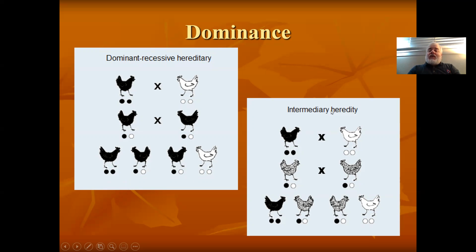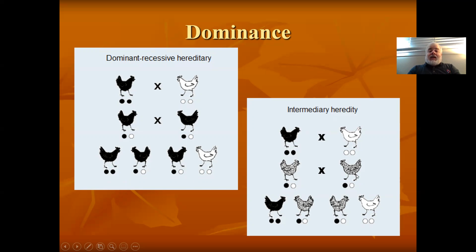And there's intermediary heredity or intermediate dominance, where you get something in between. Black and white make gray. Red and white makes pink. And so you can see what happens when you get the heterozygous form.